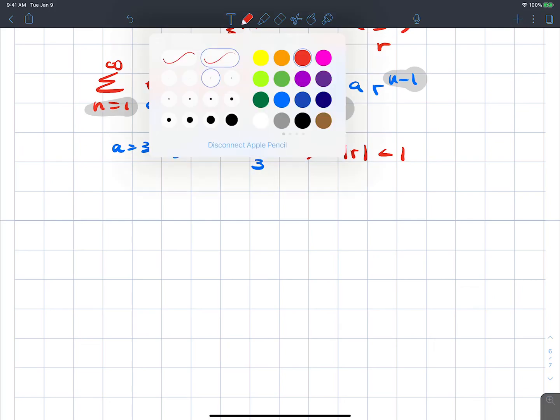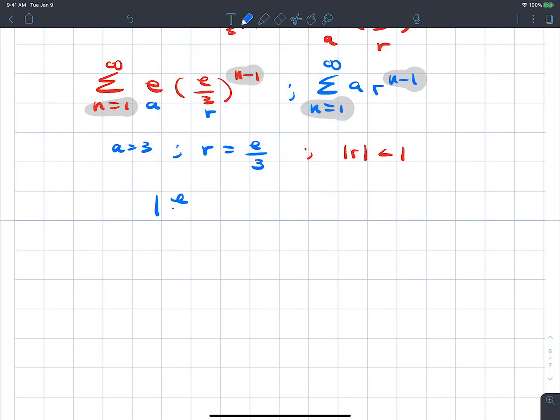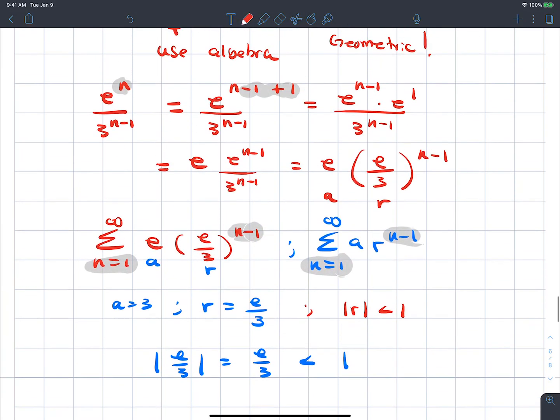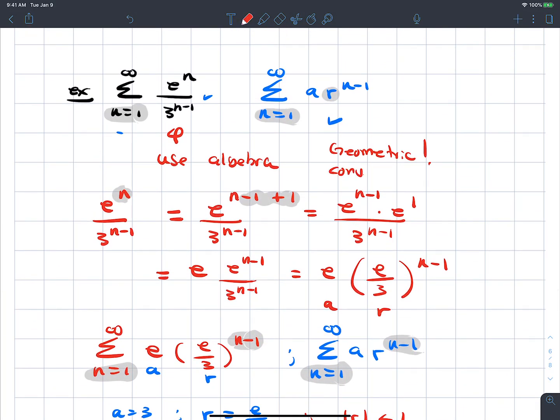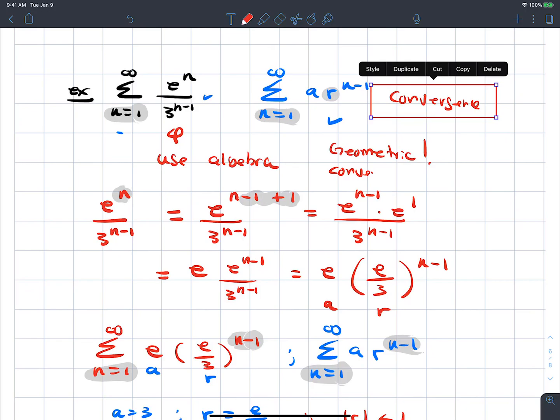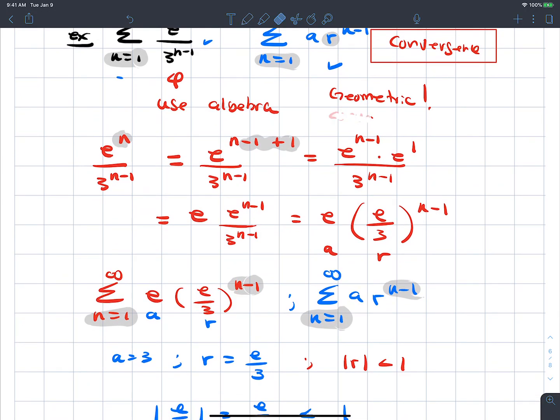So that means here, the absolute value of e over 3. Now, if you guys know, the value of e is about 2.718. Divided by 3, well, absolute value is positive. E over 3, 2.718 over 3 is in fact less than 1. So my r value in absolute value is less than 1. That means we have convergence. So this is a convergent geometric series. So I'm using the definition, and in order to get that, we use some algebra.